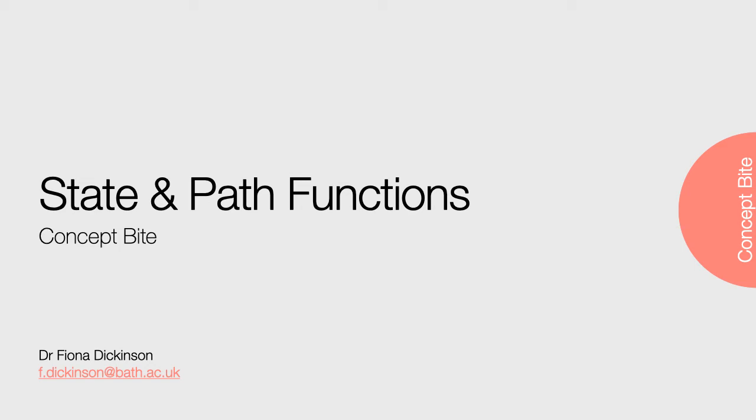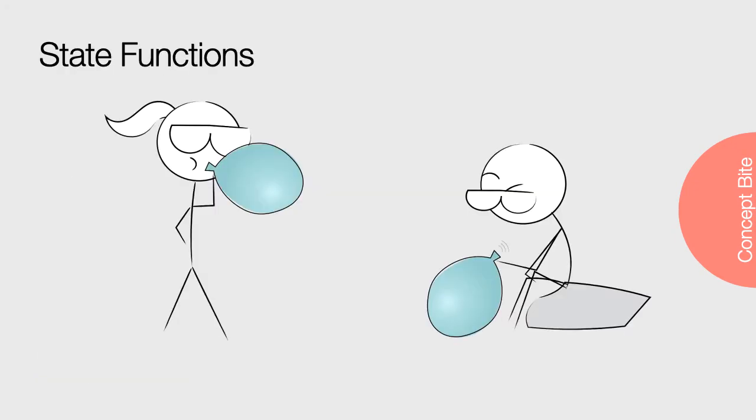Hi, and welcome to this short concept bite video which tells you about the two different types of thermodynamic functions, namely state functions and path functions. State functions are functions which are independent of the route by which that value was reached. So here, the volume of the balloon is the same whether it reached that volume by being inflated or deflated. If they have the same volume, it doesn't matter how that volume was reached.